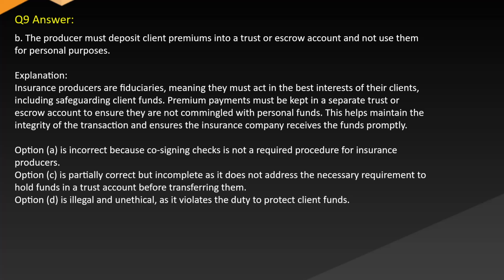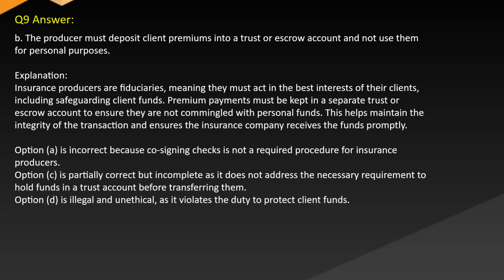Answer: B. The producer must deposit client premiums into a trust or escrow account and not use them for personal purposes. Explanation: insurance producers are fiduciaries, meaning they must act in the best interests of their clients, including safeguarding client funds. Premium payments must be kept in a separate trust or escrow account to ensure they are not commingled with personal funds. This helps maintain the integrity of the transaction and ensures the insurance company receives the funds promptly.